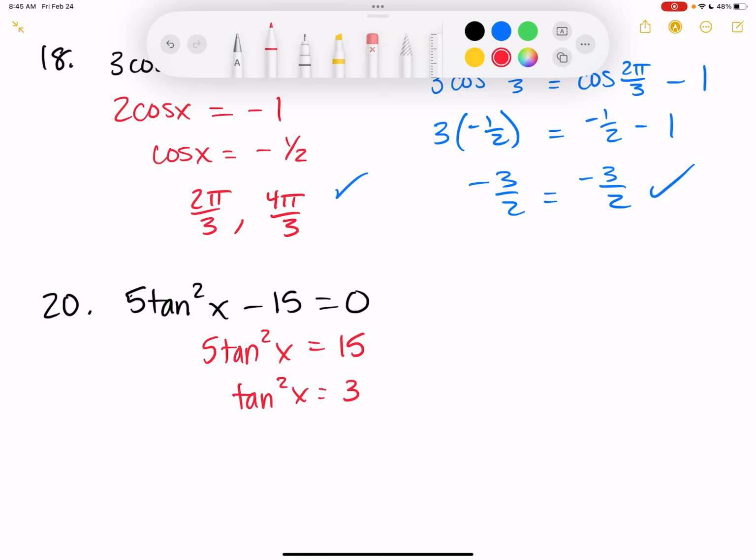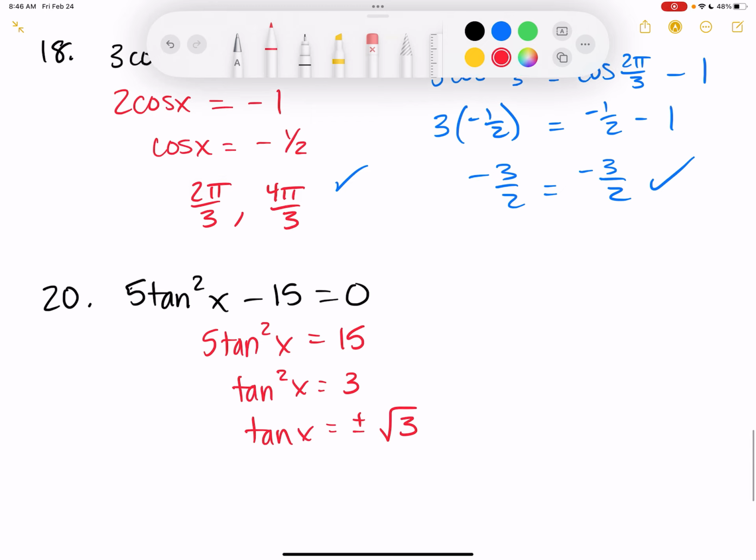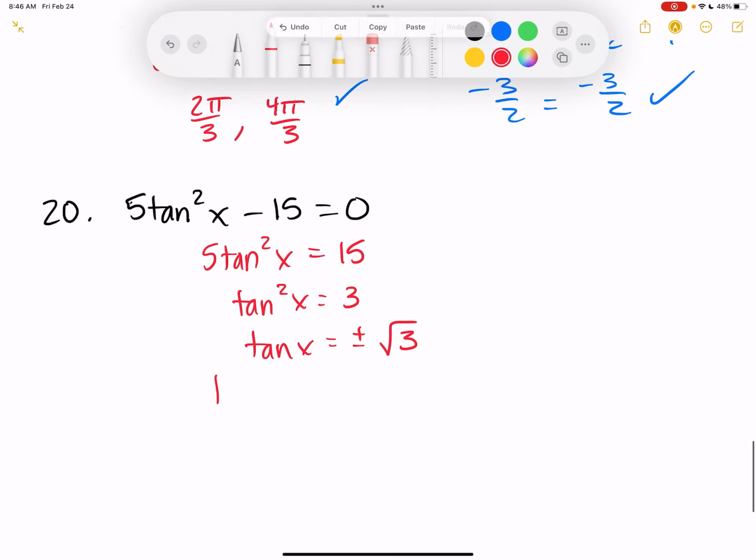So now when I take the square root, we do the plus or minus. So it's going to be tangent of x is equal to plus or minus the square root of 3. So what I would do is I would almost do the tangent of x equal to the positive square root of 3, and then tangent of x equal to minus the square root of 3. And write the 2 values under each one that are where that occurs, so that when you check it, you can check one positive and one negative.